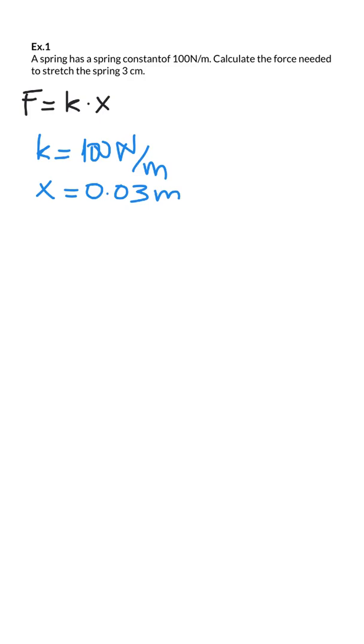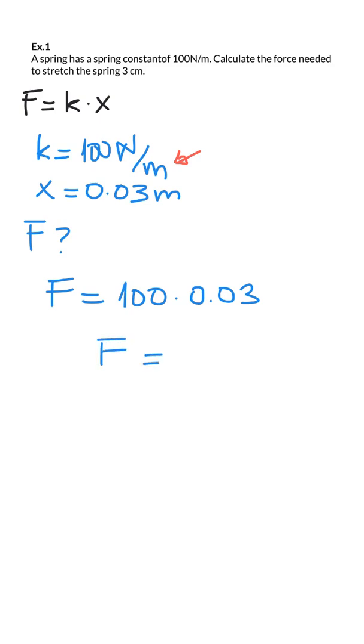Okay, 3 centimeters. We cannot use centimeters because the spring constant is measured in newtons per meter. We cannot mix units. Remember that. It's very important to use international system units. Do we have the force? No. We have to calculate the force. So, what are we going to do? Force equals K, which is 100, times X, which is 0.03. F equals 3 Newton.